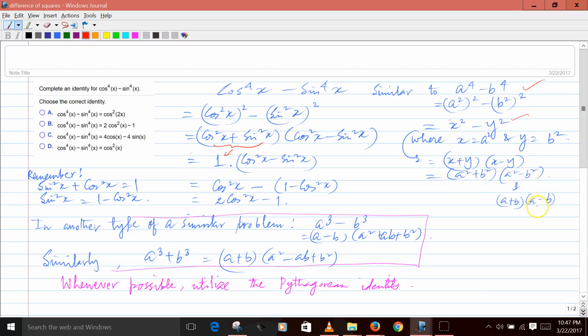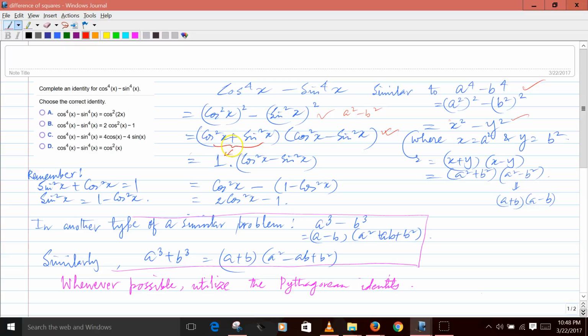So I'll do the same exact process for trig function, and in this case it turns out to be cosine square x whole square minus sine square x whole square, and then it is just like my a square minus b square. And if you think about expanding it as a plus b times a minus b, I've written that in this step. Whenever possible, you should think about substituting with the Pythagorean identity. If you can apply the Pythagorean identity, that's what you should do.